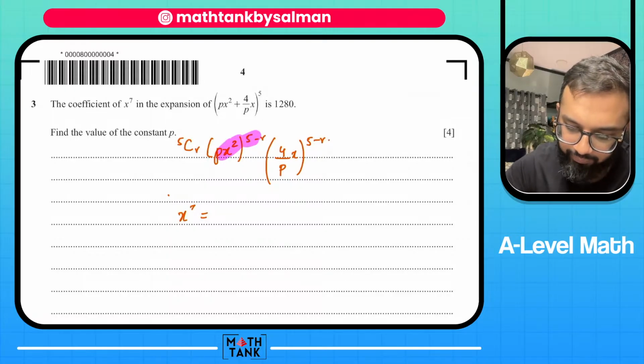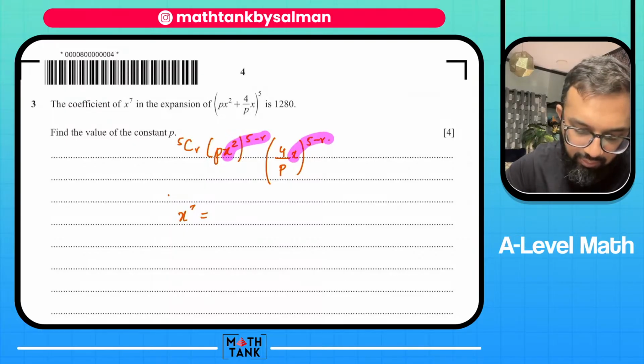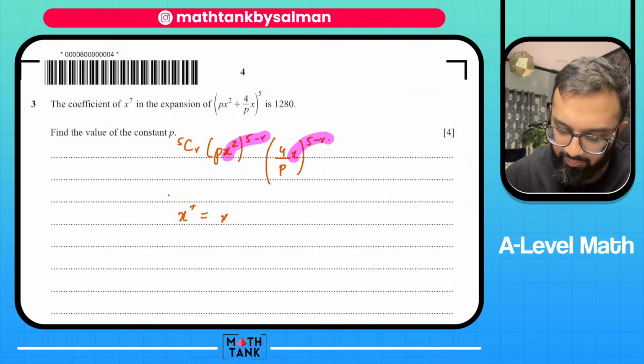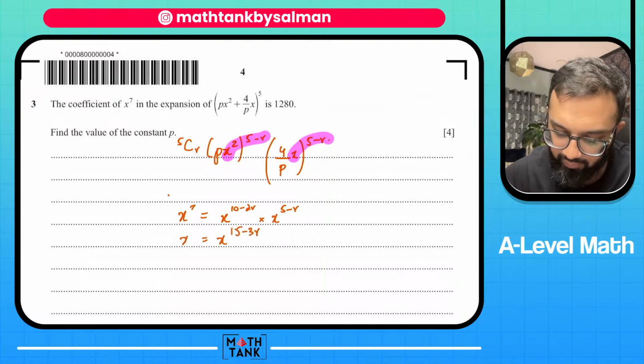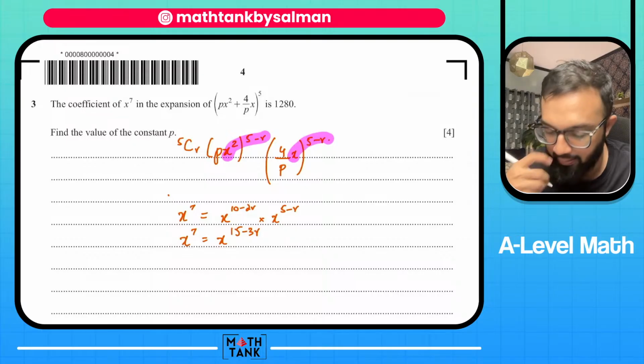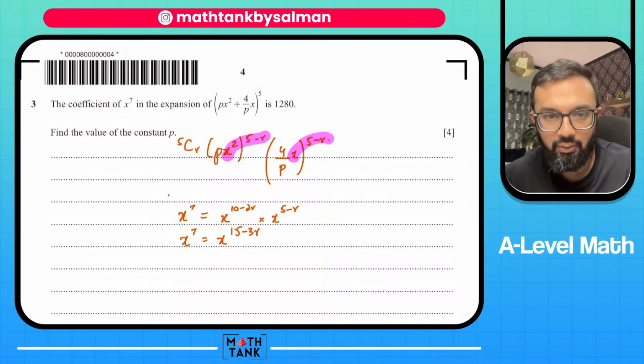It's this and that being multiplied together. So x power 10 minus 2r multiplied by x power 5 minus r. The powers will get added. So that's going to be 15 minus 3r equals x power 7. So 7 equals 15 minus 3r.